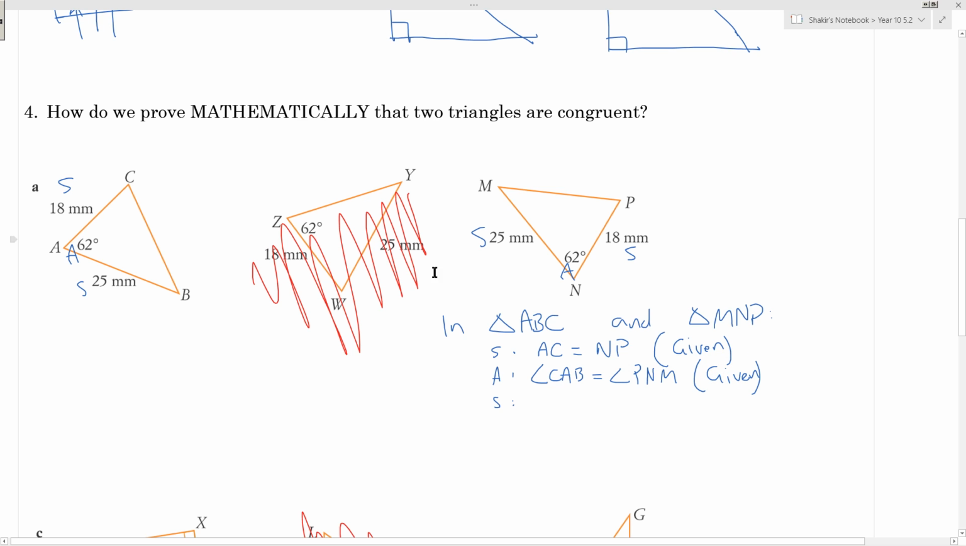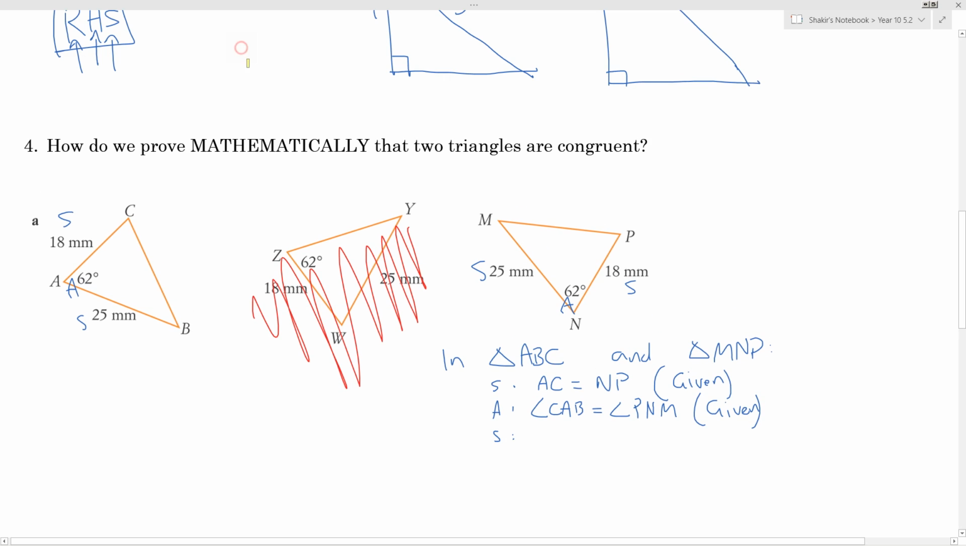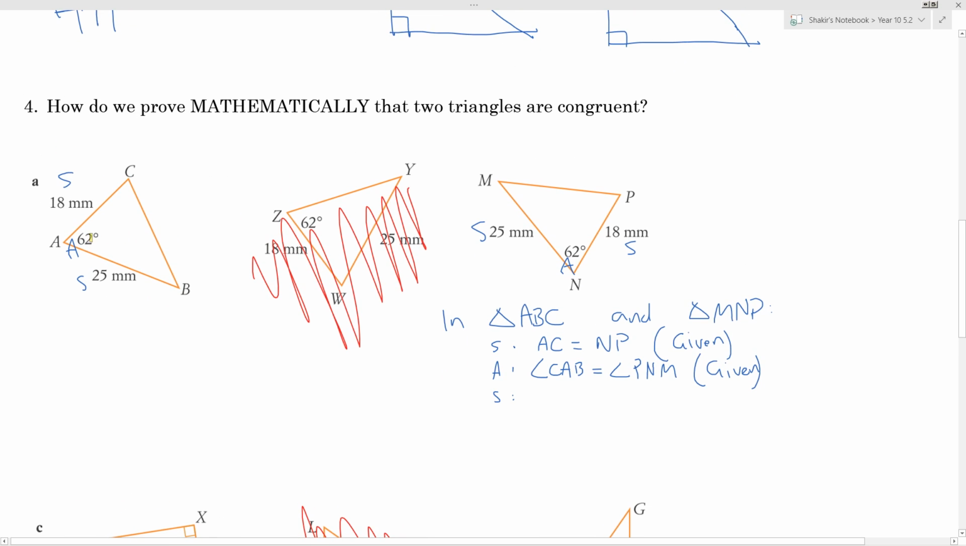Now, just a word of warning here, hopefully it explains something. Notice that the angle is between CAB, so write CAB. And then over here, the angle is in the middle, right? So P and M. The angle letter is going to be in the middle. N is in the middle. And over here, A is going to be in the middle. Just be careful of that. I see a lot of students make silly mistakes on this.